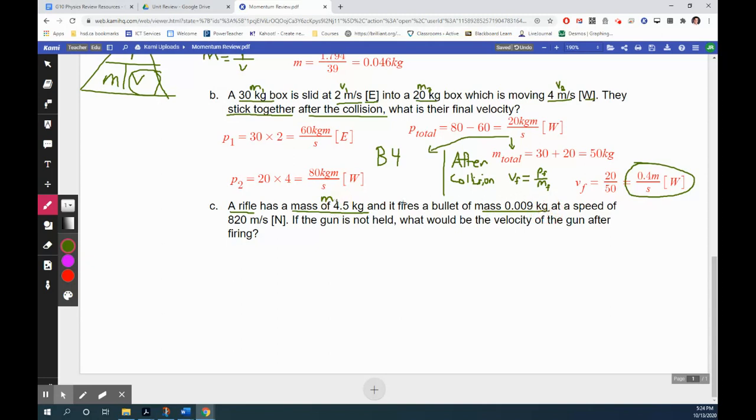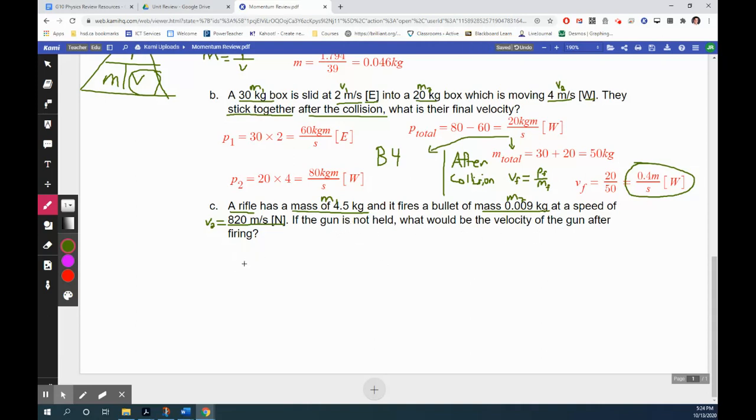So mass 1 is the gun. Mass 2 is the bullet of 0.009 kilograms at a speed of 802 meters per second north. This is the speed of the bullet. Okay, so we've got the two pieces. If the gun is not held, what would be the velocity of the gun after firing?